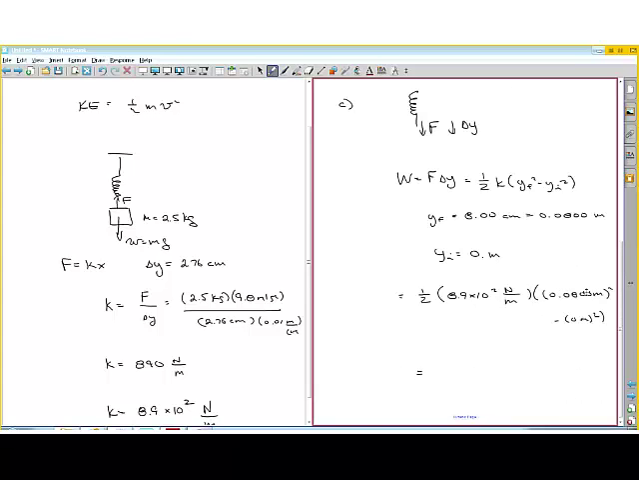And the units are going to be Newton meters because the meter squared here cancels out with the meters there, so you'll have meters left over. Newton meter is a joule, and that's what we're going to put it into. So we'll do that in a second.